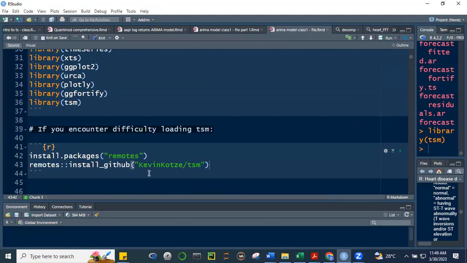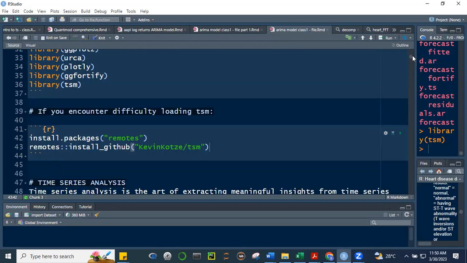All right, and then please chat if you were able to load. I forgot to put a line here. If you're able to load TSM, kindly chat, please. Okay, good, thank you. So that's good. We now have the TSM package, which we're going to use, especially when we're assessing our model.